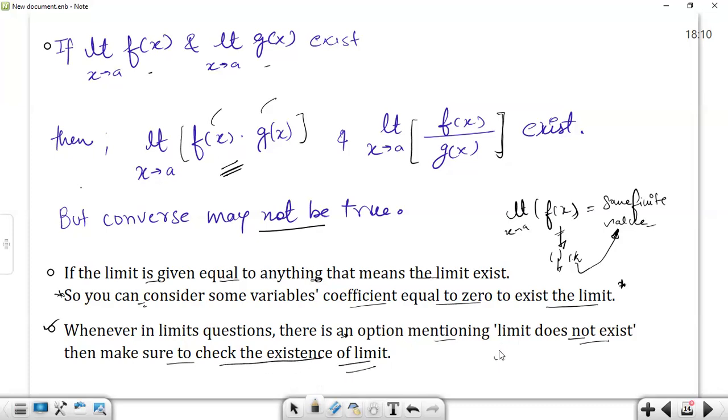Whenever we are solving any function's limit, and there are options A, B, C, D, and one option mentions that the limit does not exist, then we have to be more aware that the limit may not be existing. So we have to be more cautious while substituting values in the function. Is this point clear to everyone? Yes, sir.